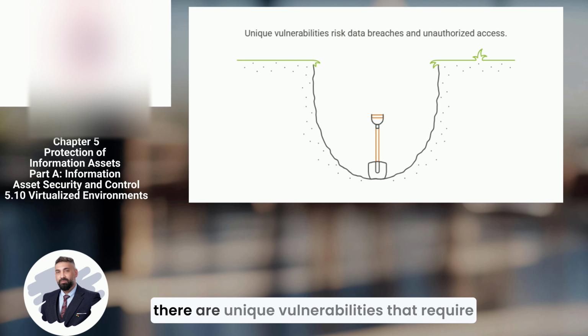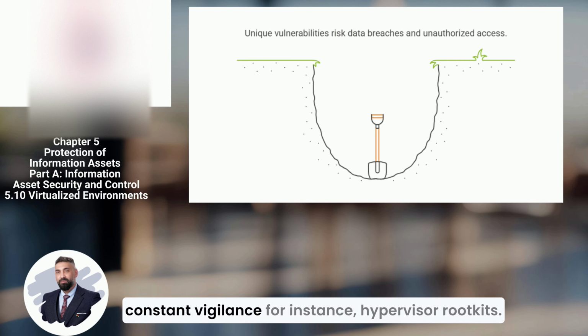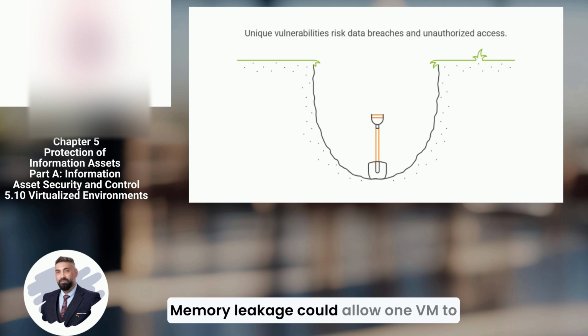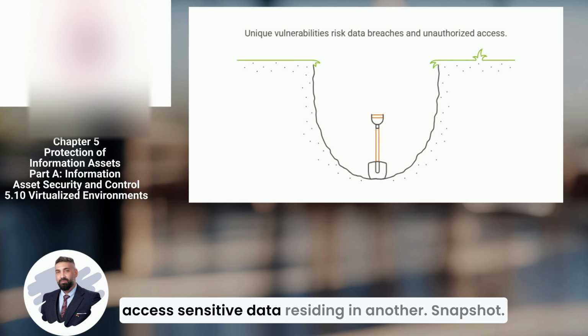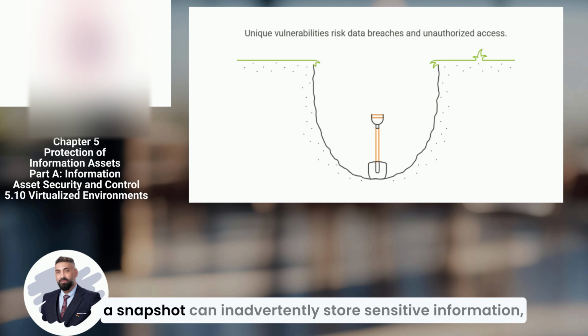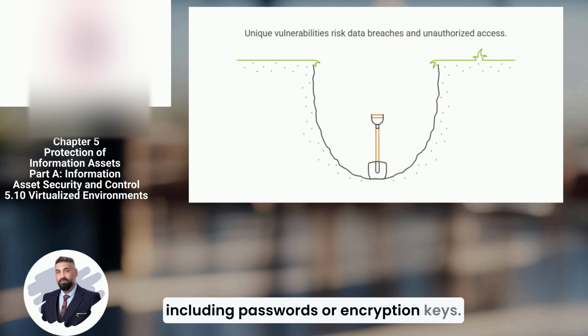Key risks in focus. Despite these safeguards, there are unique vulnerabilities that require constant vigilance. For instance, hypervisor rootkits: sophisticated attackers might exploit vulnerabilities in the hypervisor to gain control over all guest machines. Data leaks between guests. Memory leakage could allow one VM to access sensitive data residing in another. Snapshot risks. Often created for backup or testing, a snapshot can inadvertently store sensitive information, including passwords or encryption keys.